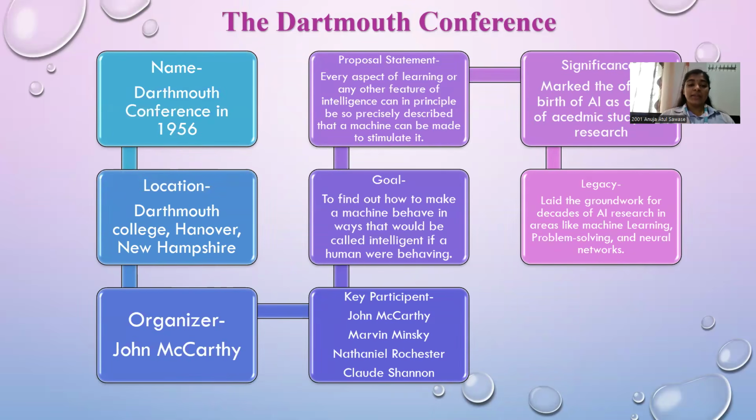Location: Dartmouth College, Hanover, New Hampshire. The goal of the Dartmouth Conference is to find out how to make a machine behave in ways that would be called intelligent if a human were behaving that way. Its legacy is that it laid the groundwork for decades of AI research in areas like machine learning, problem solving, and neural networks. The organizer is John McCarthy. Key participants: John McCarthy, Marvin Minsky, Nathaniel Rochester, and Claude Shannon.